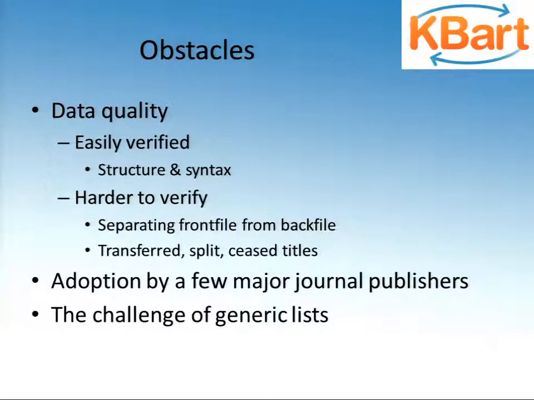So some of the obstacles here: data quality. Parts of it are easily verified. We can look at the structure of the syntax and see that pretty easily by looking at a few lines of data. Verifying that front file and back file data are separate when they need to be, or that transferred, split, and ceased titles have been treated appropriately as opposed to reusing ISSNs, that's a lot harder thing to test. So we're still working to do a better job of that.